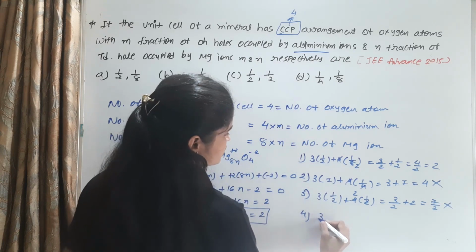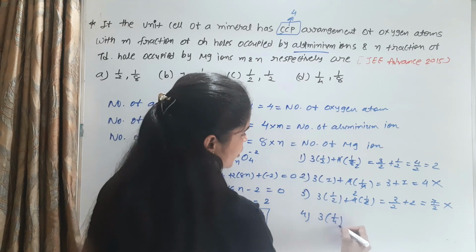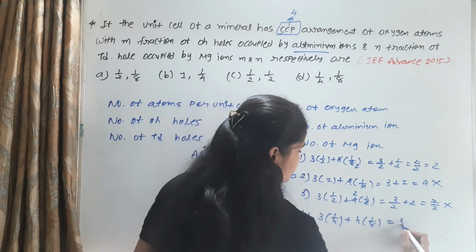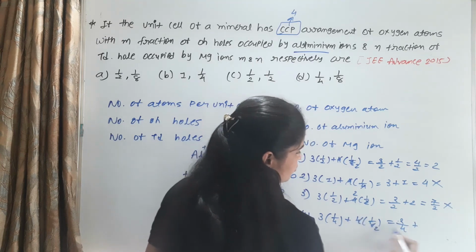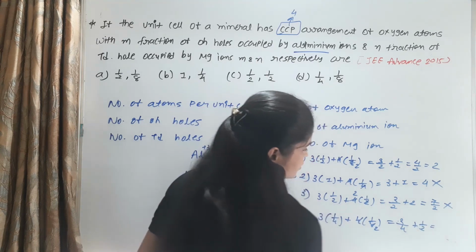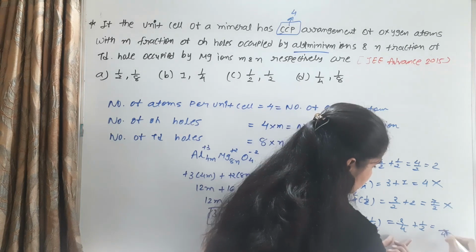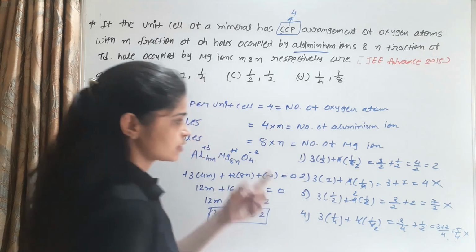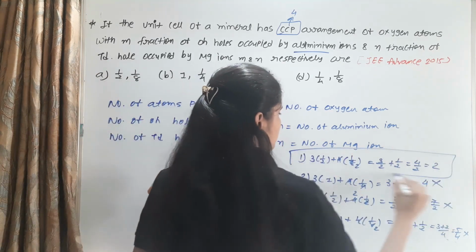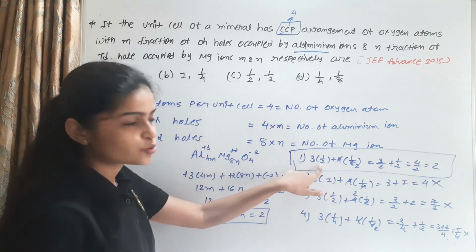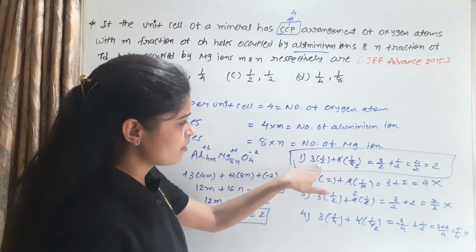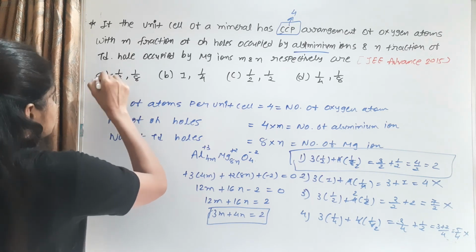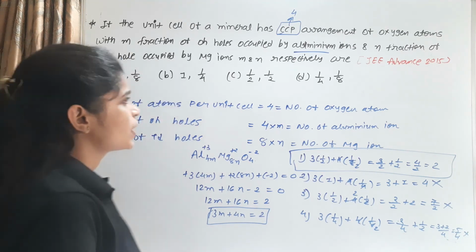And the fourth option: 3 into M value 1 by 4 and N value 1 by 8. 3 by 4 plus 1 by 2, so this gives the answer 5 by 4. This is the wrong answer. The right answer is the first, 3 into 1 by 2 plus 4 into 1 by 8. So M value is 1 by 2 and N value is 1 by 8. This is the right option, 1 by 2 and 1 by 8.